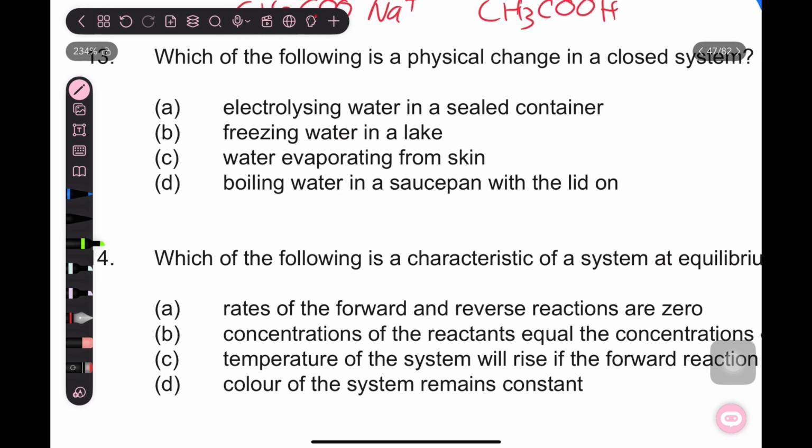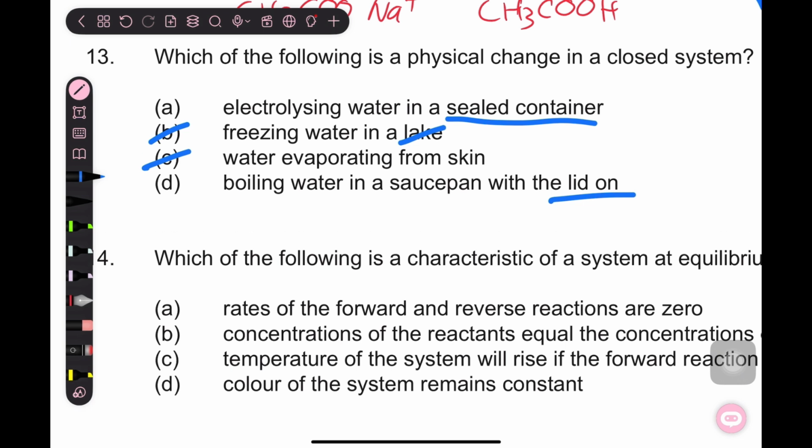So I'm just going to go ahead and cross out all the ones that are not a closed system. A lake is not a closed system. Water evaporating from the skin is not a closed system. A sealed container is, and a lid on is. So we've cut it down to 2 options. Now, a physical change. Boiling water, we're just changing the activity of the particles. So I think this is the right answer, but I'm going to check A as well. Electrolyzing water in a sealed container. If we're electrolyzing water, that's a chemical change. Therefore, we should know that the answer is A.